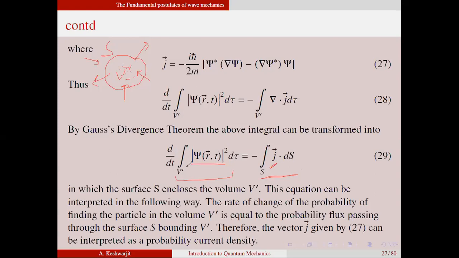And when there is a net inflow of charges, the charge density will increase. The same idea applies to probability. Then in electrodynamics this is the charge density, or in quantum mechanics, this becomes the probability density, and J, the current density, now becomes the probability current density in quantum mechanics.